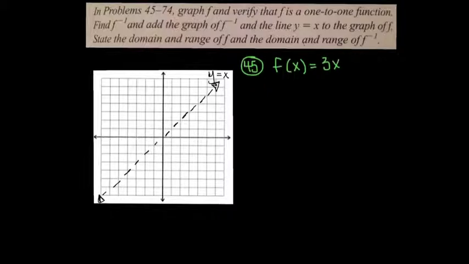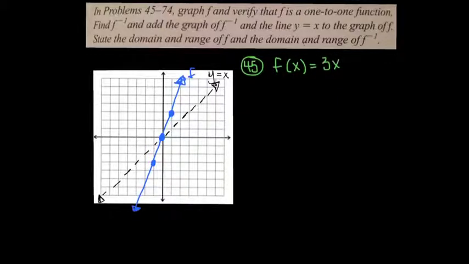So let's start by graphing the function f of x. This is just a linear function. It's in slope-intercept form. This is like y equals 3x plus 0. So my y-intercept is 0. From there, I will go up 3 and over 1. I could also go down 3 and to the left 1. But in any event, my function f looks basically like this. The domain and the range of that function are both going to be all real numbers.